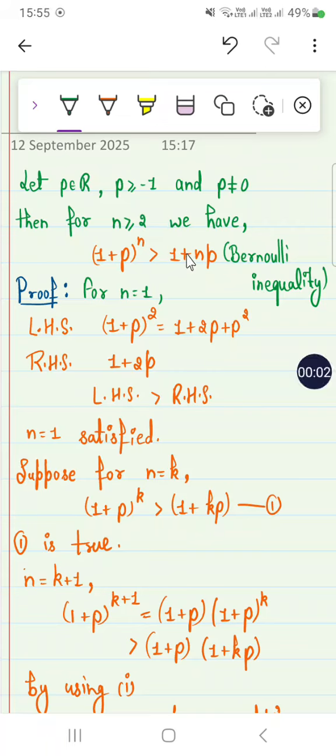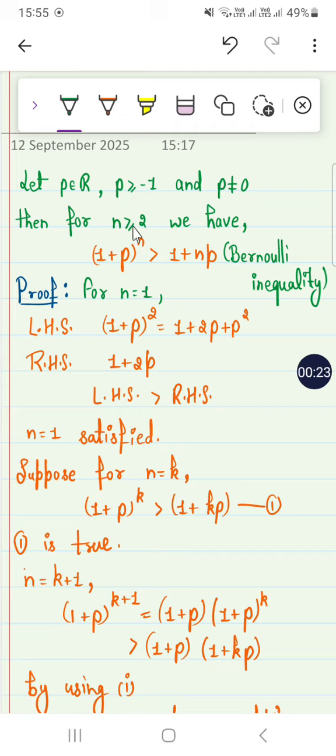This is Bernoulli's inequality. Let us prove it by the induction method. It is the most important inequality which we use in many examples, right? Now, the inequality is (1 + p)^n ≥ 1 + np, for p ≥ -1 and n ≥ 2, right?